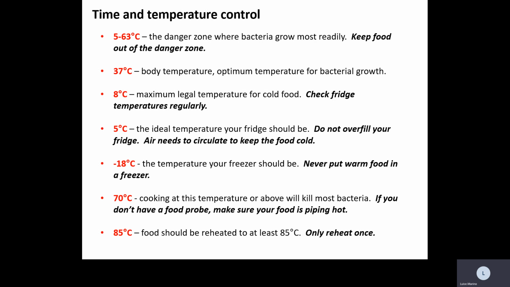70 degrees C, cooking at this temperature or above, will kill most bacteria. And if you don't have a food probe, then just make sure your food is boiling hot. 85 degrees C is the temperature food should be reheated to, and you should only reheat food once. So don't keep reheating food and then refreezing or rechilling. You can only reheat it once, and after which it must be thrown away.